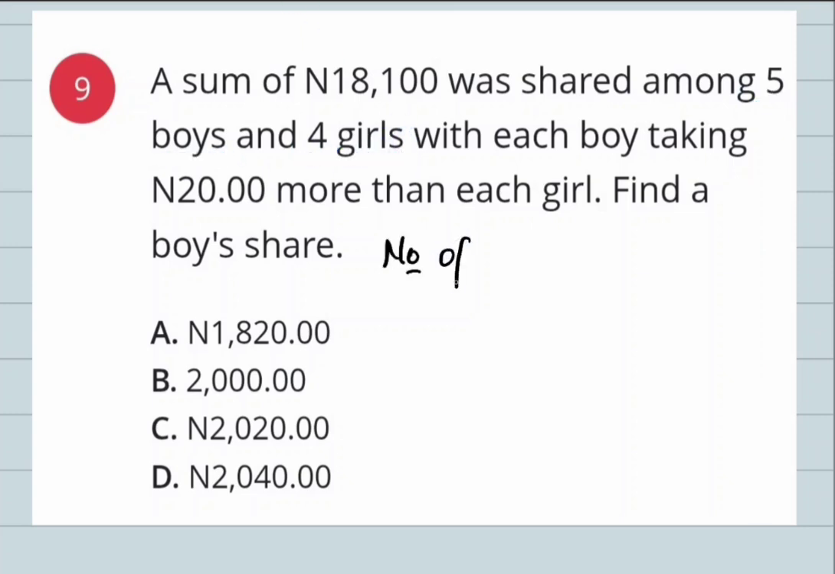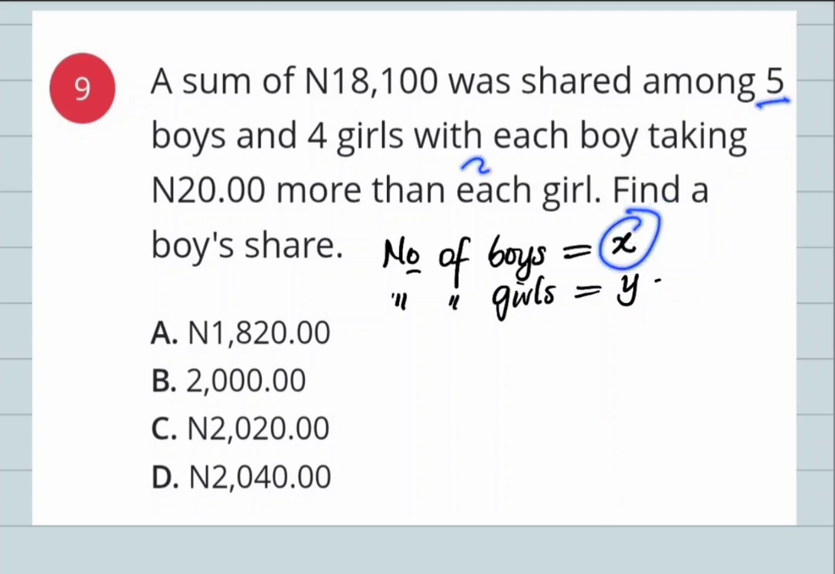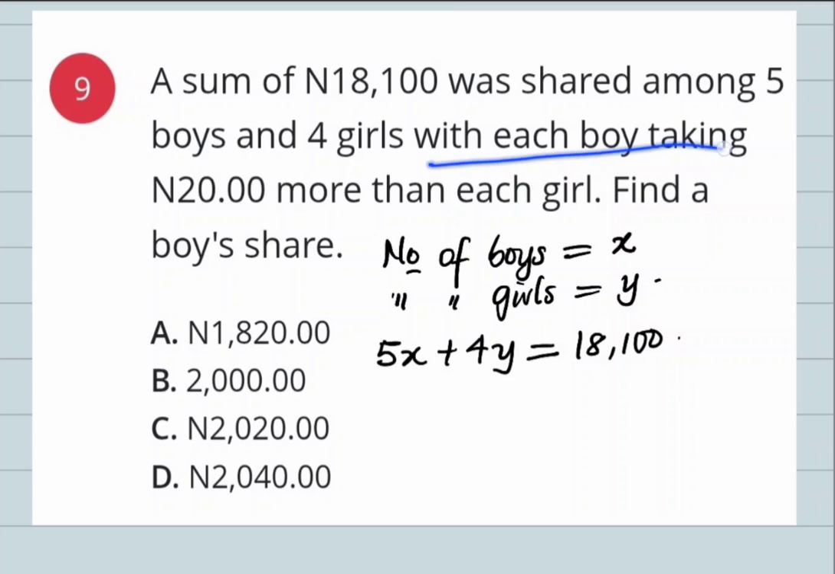If the amount for each boy were x and the amount for each girl were y, it means 5 boys will be 5x and 4 girls will be 4y. So 5x plus 4y will be equal to the amount shared amongst them, that is 18,100. Let's note that first. Then the next condition given to us is that each boy takes 20 naira more than each girl, which means x will be 20 plus y.